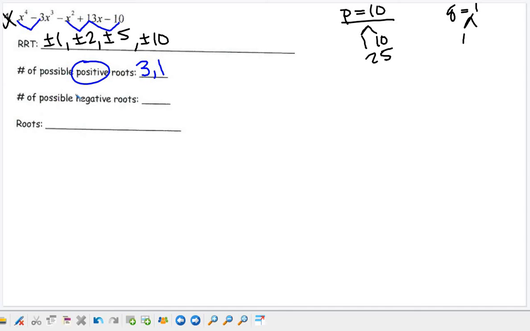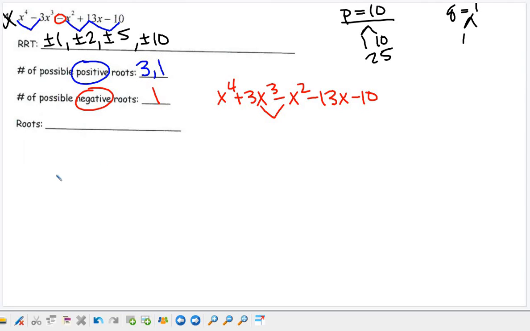And then number of negatives. A negative to the 4th is a positive. A negative cubed is a negative times -3 is a positive 3x cubed. A negative squared is a positive, but times this negative is a negative. 13 times a negative is a negative, and then the constant stays the same. So positive to positive, no change, positive to negative, and then negative to negative, negative to negative. So we have 1.